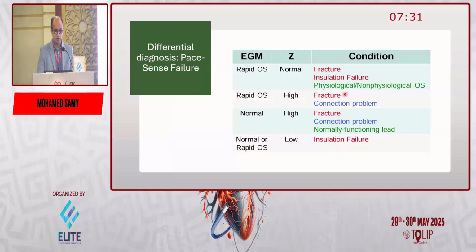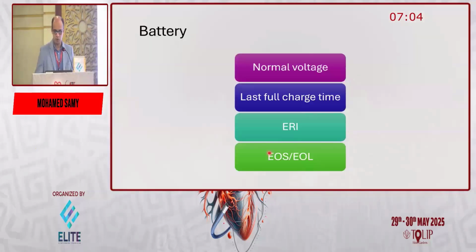And in general, if I have normal impedance with rapid oversensing, it may be lead fracture, insulation break, or physiological or non-physiological oversensing. High impedance with rapid oversensing, I may have lead fracture or connection problem. High impedance with normal, no documented oversensed episodes, it indicates lead fracture, normal functioning lead or connection problem. Low impedance with normal or high sensing episodes indicates insulation failure.